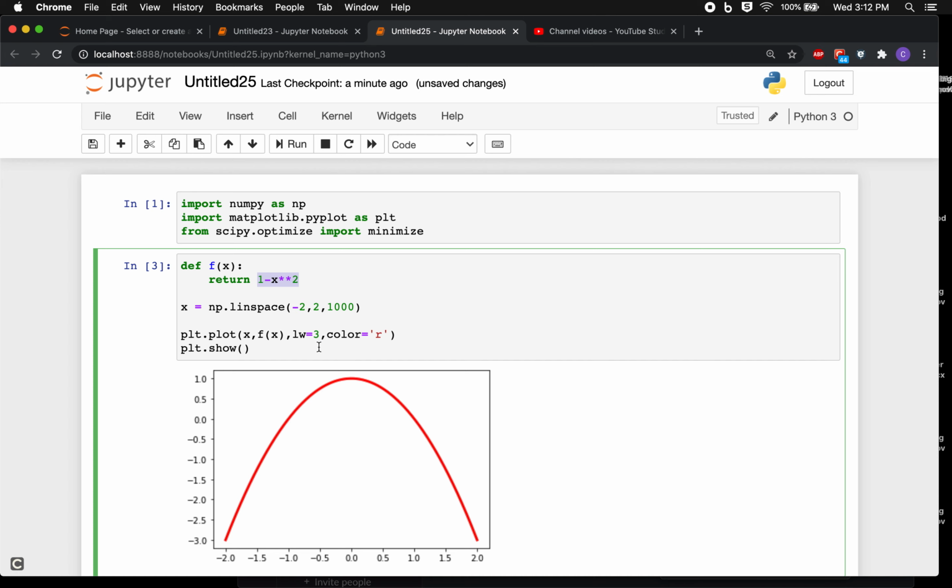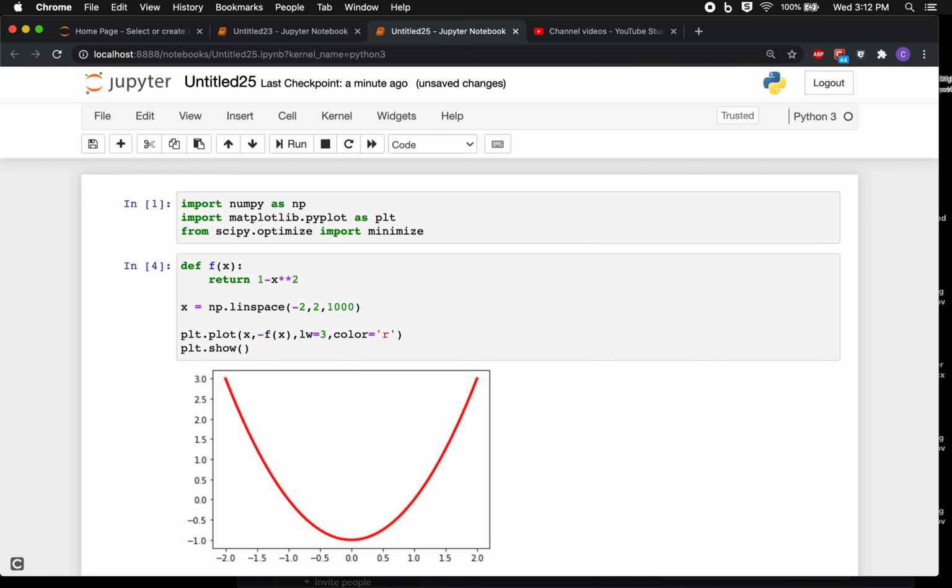The key thing we can do is take this function, 1 minus x squared, and if I put a simple minus in front of it, I just flip that function, a mirror image vertically. If you look at it, the minimizer is at 0, the same as the maximizer, and the minimum value is -1. So what this shows is that maximizing f of x is equivalent to minimizing minus f of x.